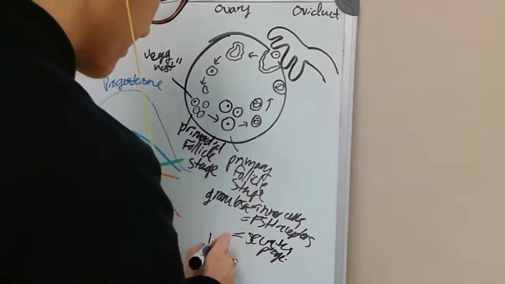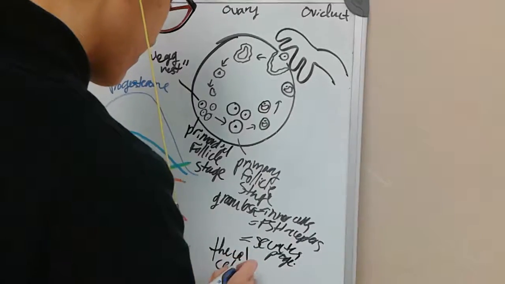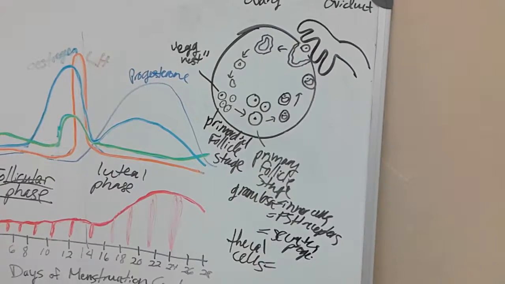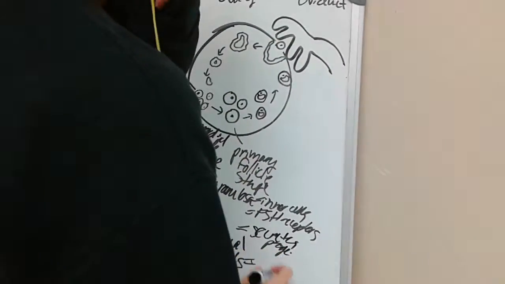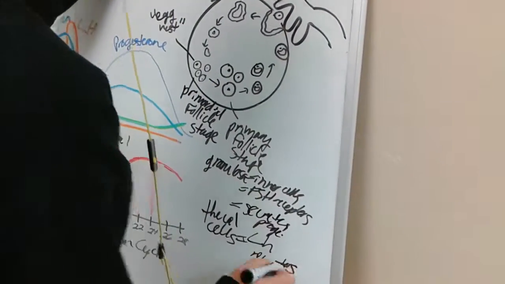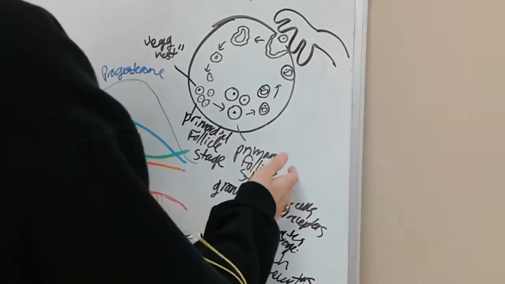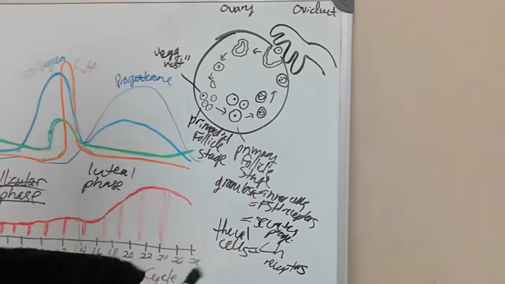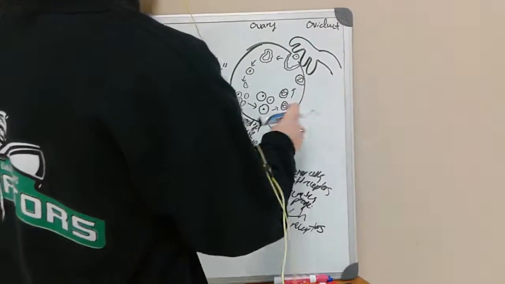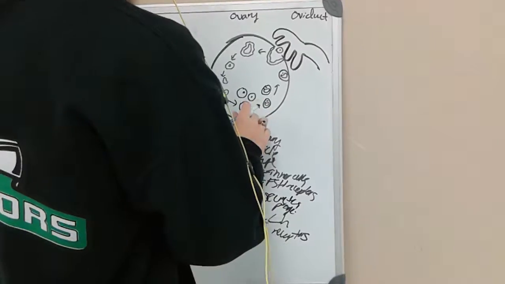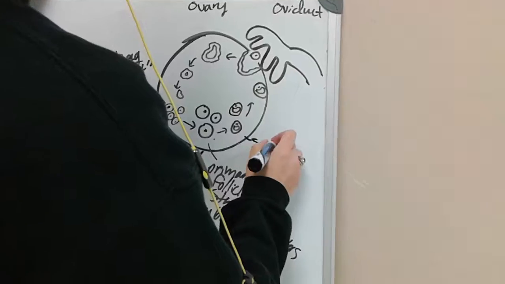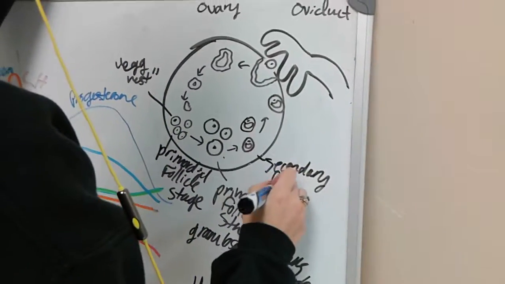It also has thecal cells, which make up the outer portion, the outer cells, and that has LH receptors, which becomes important during ovulation. So once the primary follicle stage occurs, keep in mind that the follicles grow in size and in number. So then before they go into the secondary follicle stage, a small number of these follicles are chosen. They go into the secondary follicle stage.